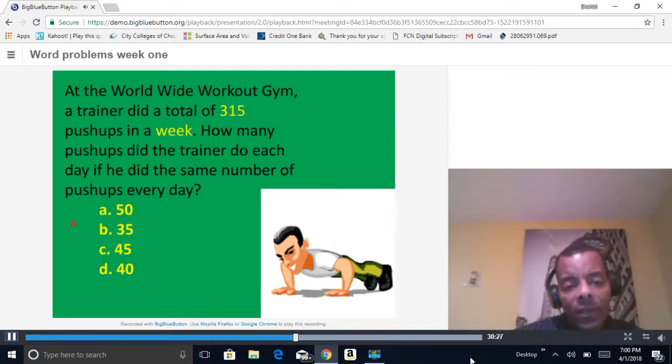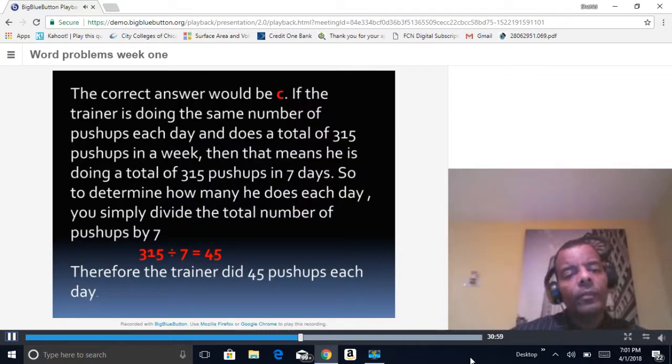So one of these is the correct answer. Let's see how we get this answer and what operation we're going to use. I kind of gave you a hint that we have to find the same number he did each day, and he did it every day. Each and every, or each in particular, means that we're dealing with division, because we have the scope of what he did in a week, but we want to break it up into groups of 7, because 7 is the number of days in a week. So the correct answer would end up being C.